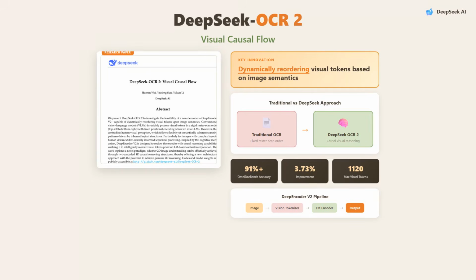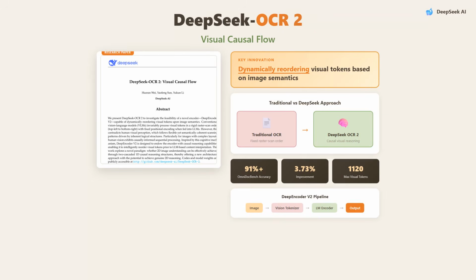Instead of reading images the way traditional systems do, DeepSeek-OCR 2 dynamically reorders visual tokens based on the actual meaning of the content. Think of it like the difference between a robot scanning a page line by line versus a human who naturally jumps to the most important parts first.